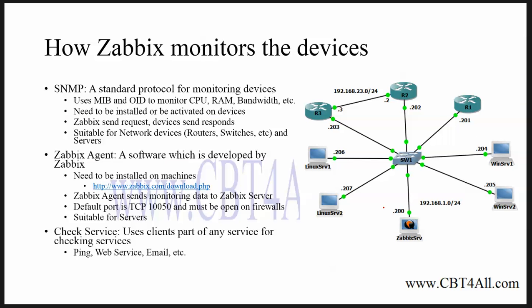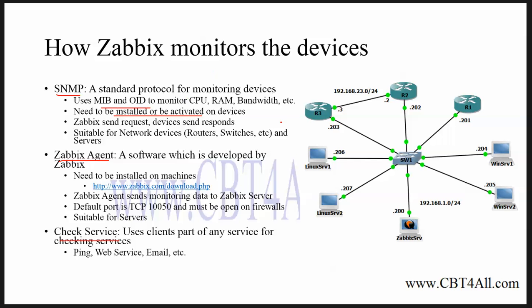So how can Zabbix monitor a device? Totally, Zabbix can use SNMP for monitoring devices, can use the Zabbix agent, as well as checking services. SNMP is a standard protocol for monitoring devices and uses a sort of strange number called an OID to monitor CPU, RAM, etc. And we have to install or activate SNMP on our device.